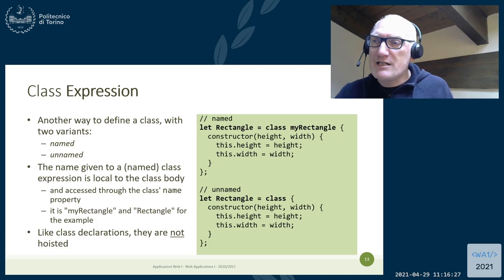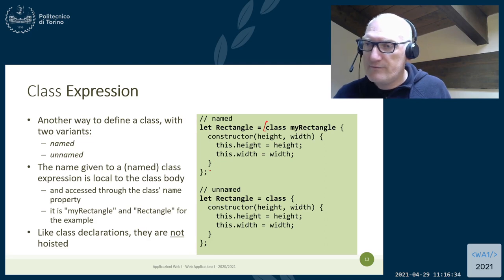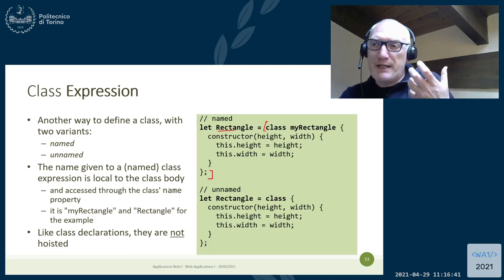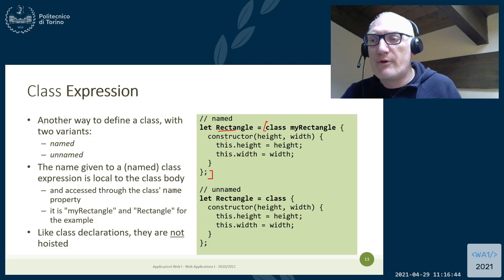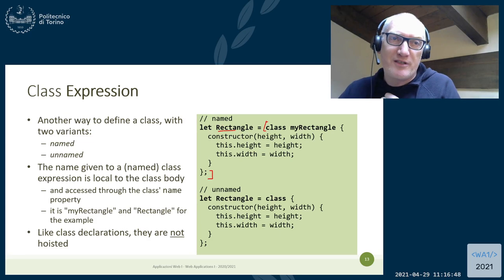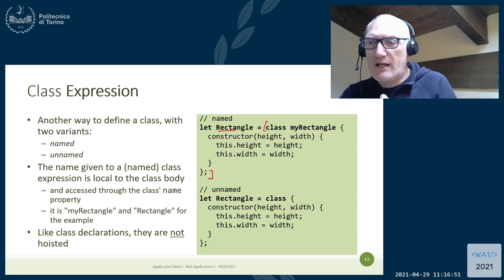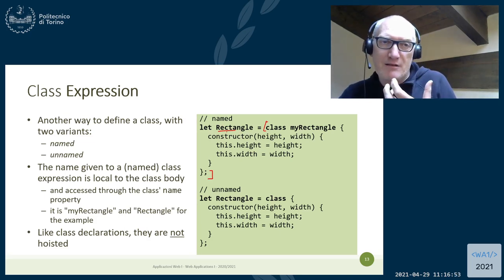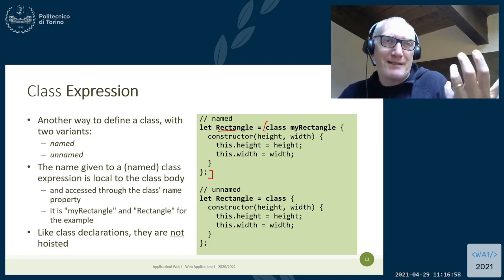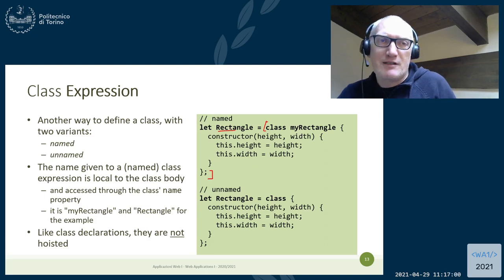Or we may use a class expression that just creates a class, like from here to here, and returns a class object that we can store into, for example, a variable or whatever. So we are not creating a rectangle object here, but we are storing the reference to a class into rectangle, and then we can create new objects with a new rectangle by using this.